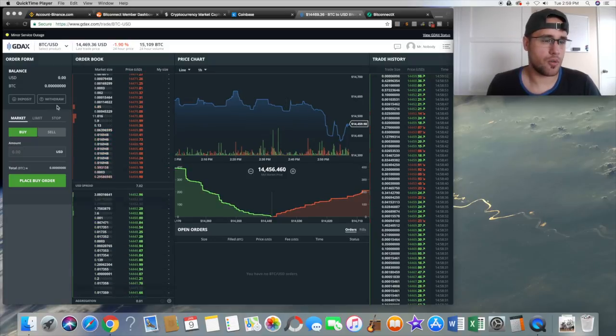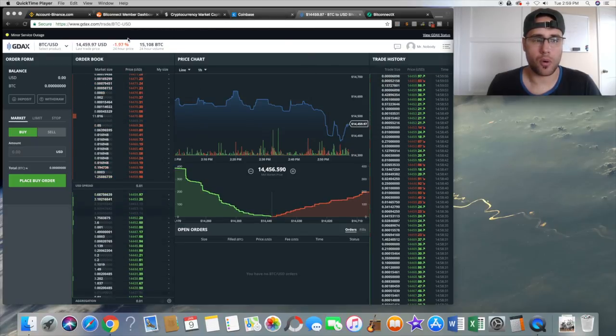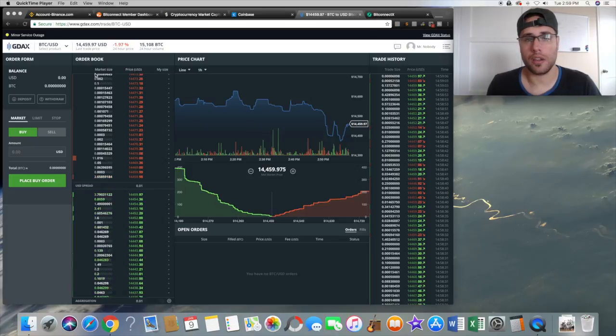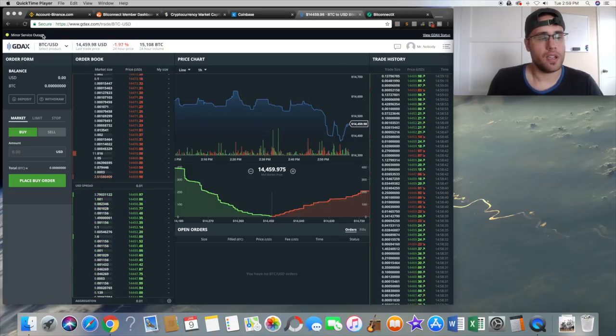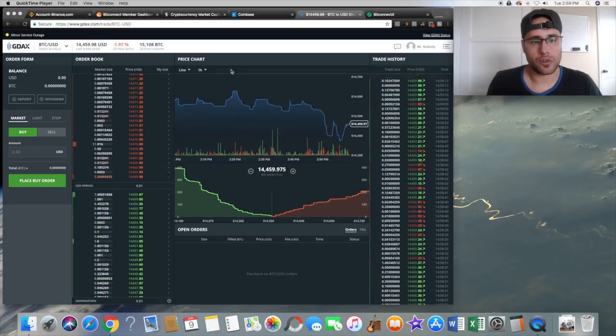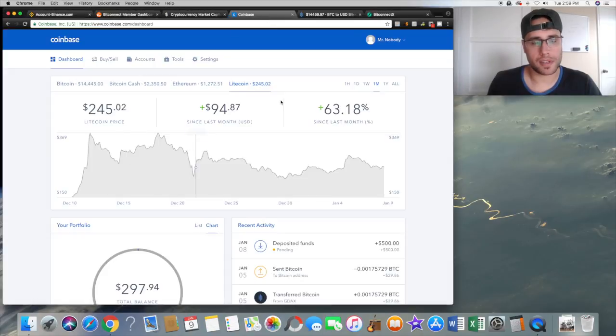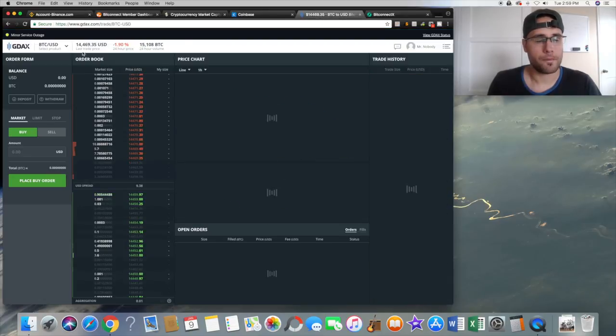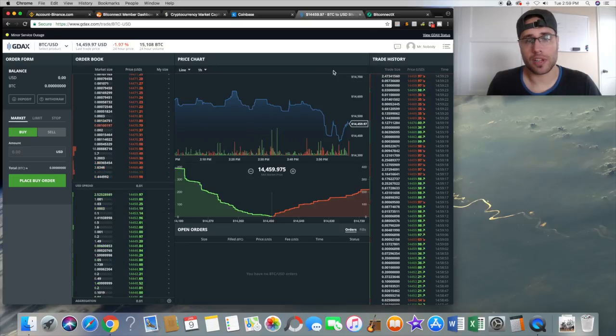GDAX, guys, go to gdax.com if you have created a Coinbase account. GDAX and Coinbase are the same. They are one. GDAX is just a little bit more elaborate in their trading, whereas Coinbase is friendly and easy, and that's why you pay quite a bit of fees. But to avoid fees, I will show you guys how you can avoid fees with GDAX in a moment.